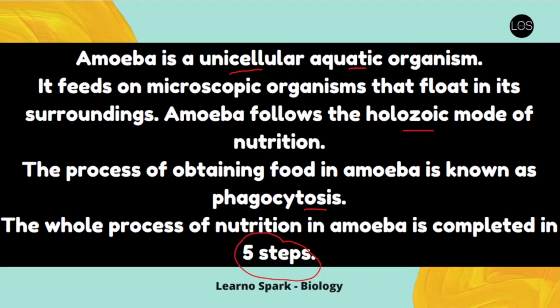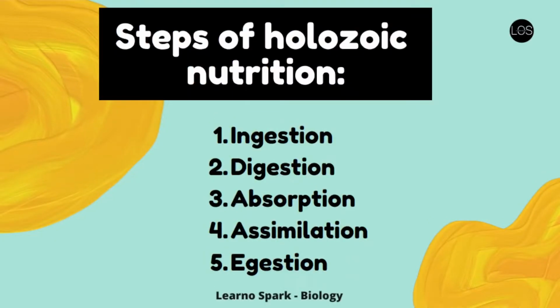Let us see what those 5 steps are. Number 1 is ingestion, number 2 digestion, then absorption, then assimilation and egestion. So these are the 5 steps of holozoic nutrition. Let us understand these steps one by one.